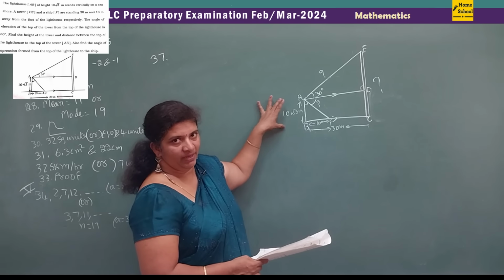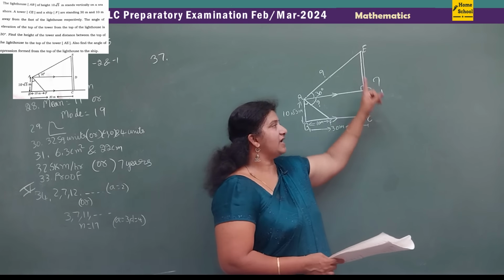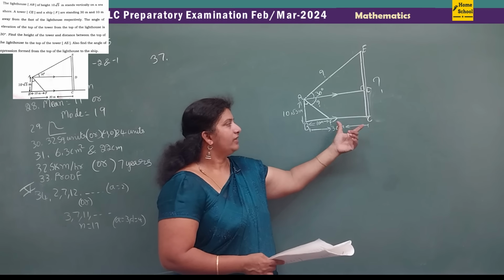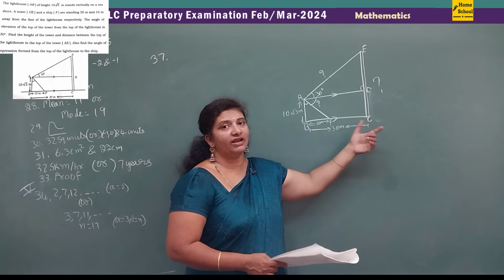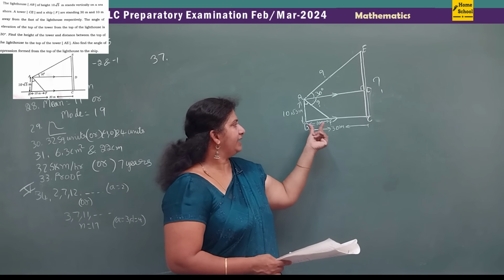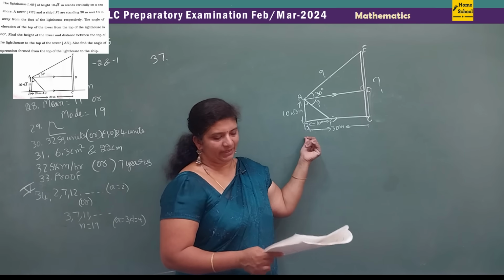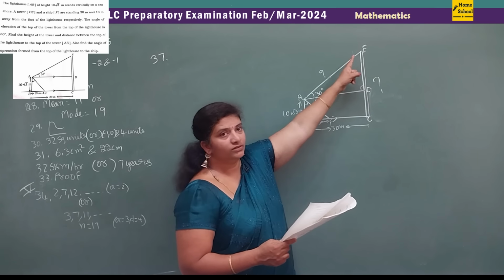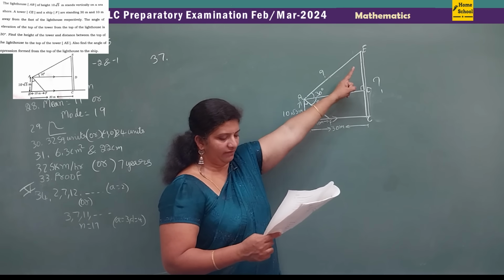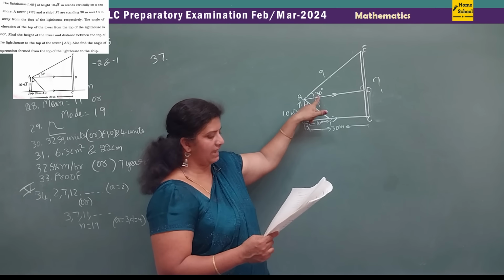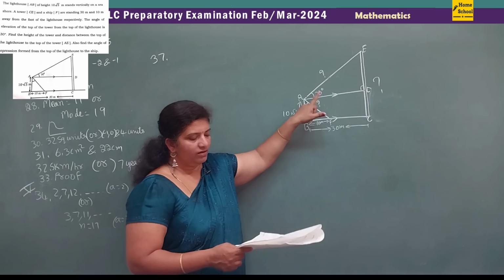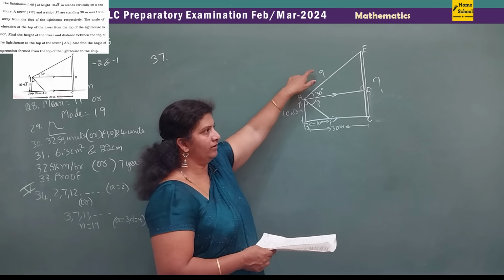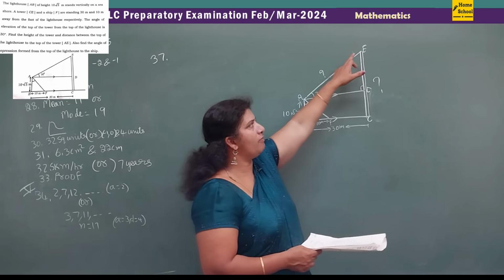There is a lighthouse AB of height 10√3 meters and there is a tower CE, and a ship at point F. These two, the ship and the foot of the tower, are at a distance of 30 meters and 10 meters from the foot of the lighthouse. Next point: the angle of elevation of the top of the tower from the top of the lighthouse is 30 degrees. Find the height of the tower and the distance between the top of the lighthouse and the top of the tower.